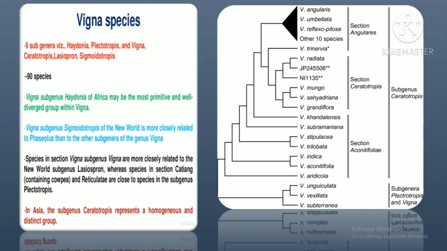Vigna is divided into 6 subgenera that are closely connected between themselves in sequence showing evolutionary trends, that are Ceratotropis, Sigmoidotropis, Plectotropis, Lasiospron, and Haydonia. Among these, Haydonia of Africa may be the most primitive and well diverged group within this genus Vigna. Sigmoidotropis of the New World is more closely related to Phaseolus. In Asia, the subgenus Ceratotropis represents a homogeneous and distinct group.